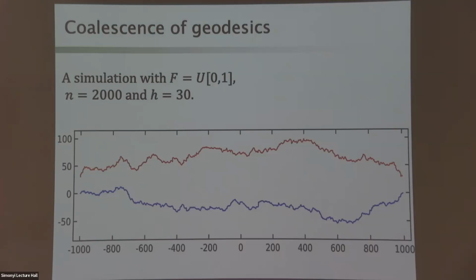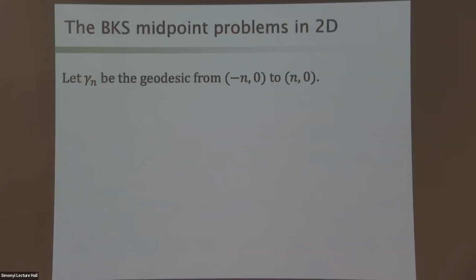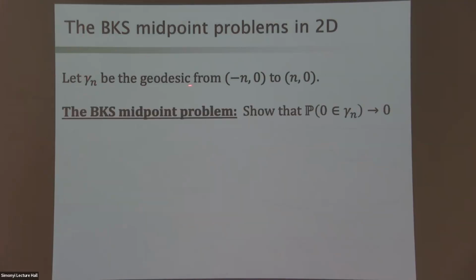Okay, in the last 2 minutes, let me talk about some other question that I really like. And this is the PKS midpoint problem, after Benjamini, Kalai, and Schramm. And it's the following very simple problem. You take the geodesic between minus N0 to N0, 2 faraway points, and then simply show that the probability that the midpoint, the origin, is inside the geodesic tends to 0 as N tends to infinity.